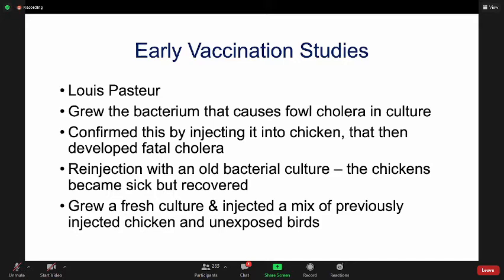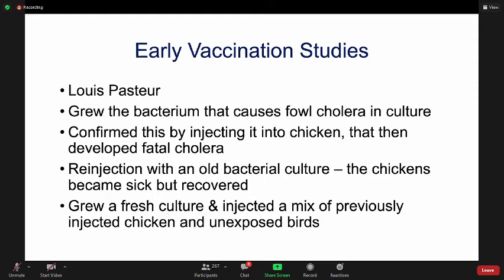So he later also re-injected chicken with an old bacterial culture, a culture that had been in the lab for a long time. And he realized that with the fresh culture, the chicken developed cholera that would actually cause mortality, so it was fatal. But when he did the same thing with the old culture, the chicken did become sick, but they recovered.